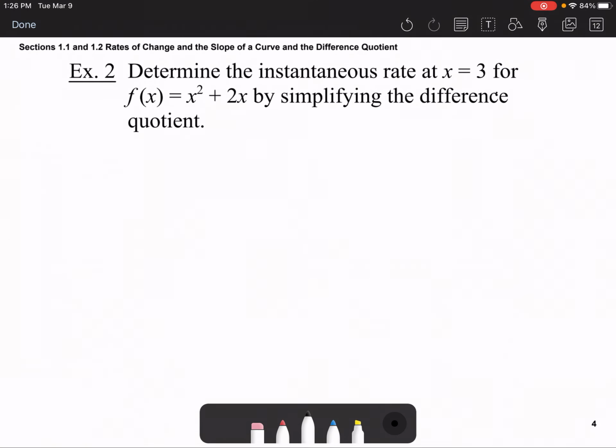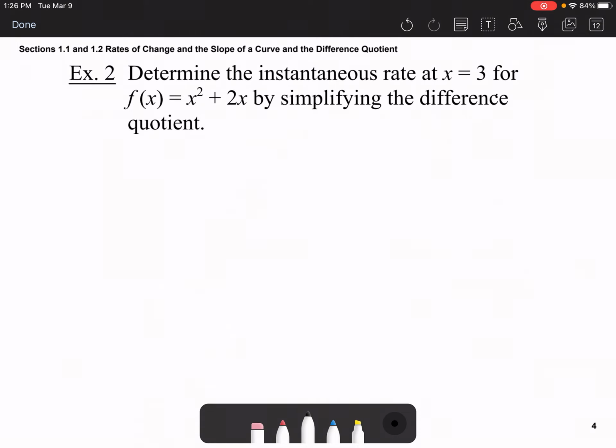Okay, so let's try to do something that we did in advanced functions. So in advanced functions, you want to determine the instantaneous rate of change at x equals 3 for the function f of x equals x squared plus 2x. And here we're going to simplify the difference quotient. But let's see how we would have done this if we used advanced functions. So I'm going to write over to the side here, advanced functions method.